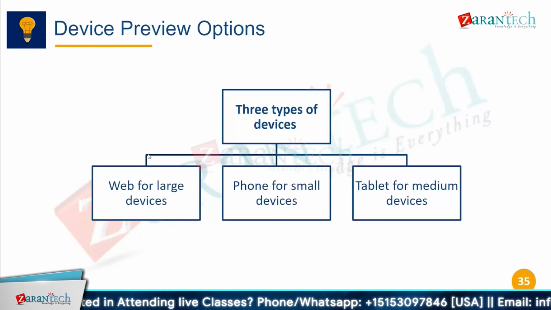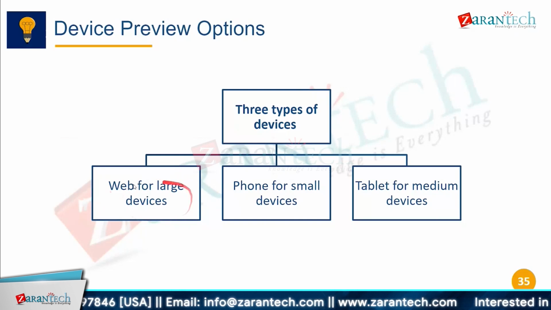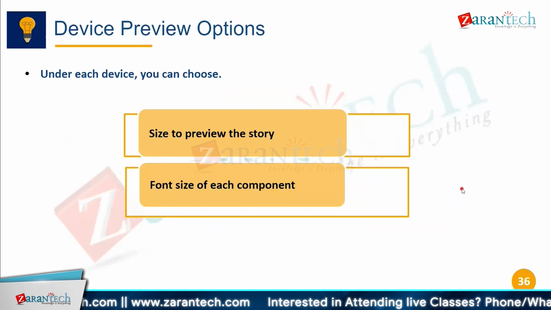Now, device preview options. I think we have seen this in story also. There is an option to view the device preview where we can find out how my story looks when I view it on mobile or on a tablet. There are 3 types of devices: web for large devices, which is for our desktop where we use a web browser to consume the content, then phone for small devices, and tablet for medium devices. Under each device you can choose the size to preview the story, and the font size of components.